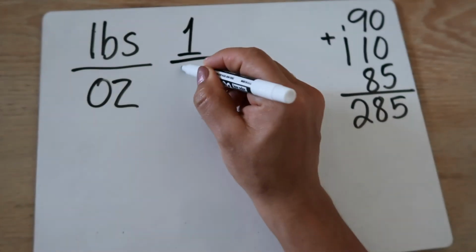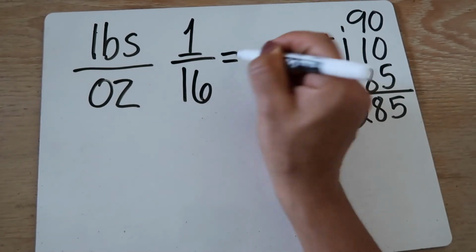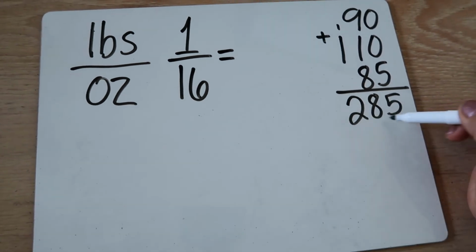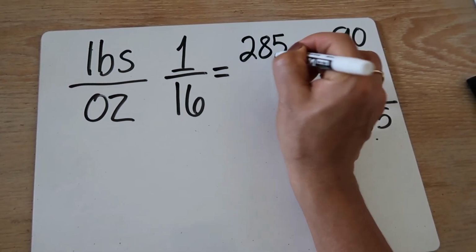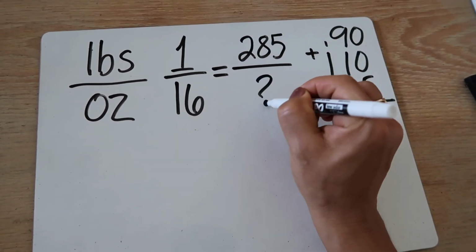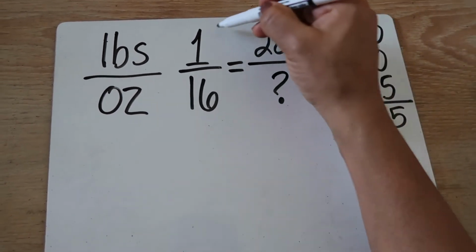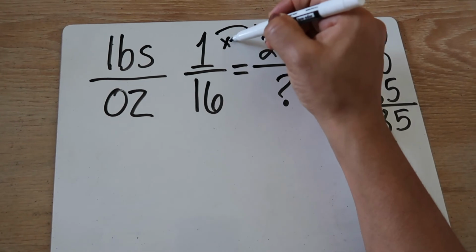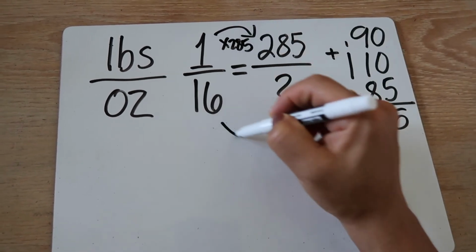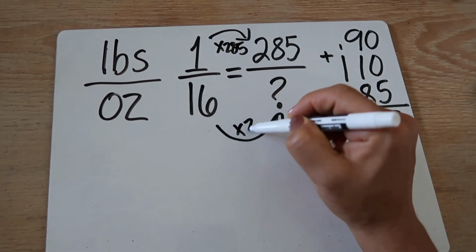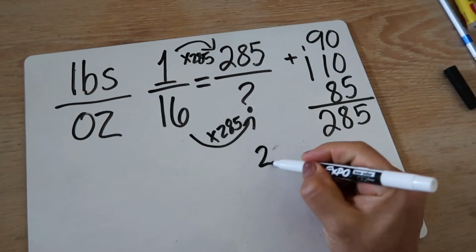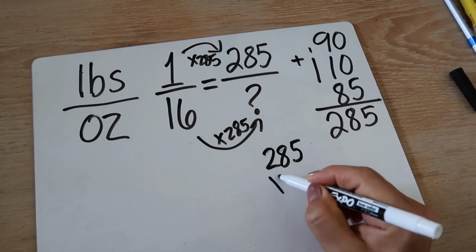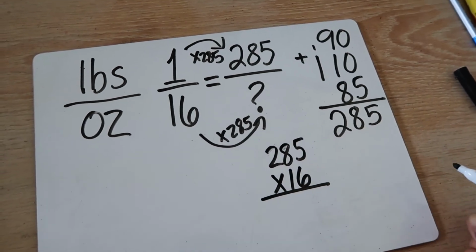So 1 pound in the numerator on the top equals 16 ounces in the denominator at the bottom. We're going to write our number, 285 pounds. That's the total weight. And we want to find out what is that weight in ounces. Well, what's our factor? 285 times 1 is 285. So 16 times 285 will give us our final answer, which is what we're looking for. We can always do it on the side.